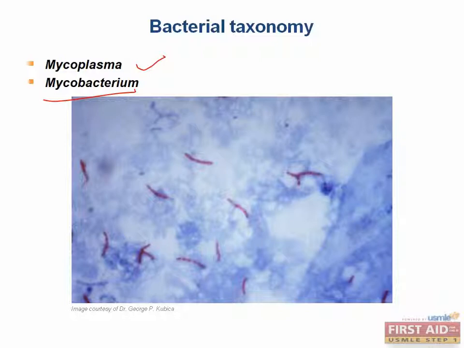These unique properties pose challenges to gram staining and identifying Mycoplasma and Mycobacterium, so we can't use the conventional gram stain. For Mycobacteria, we are forced to use acid-fast stain, and we are generally not able to stain Mycoplasma.